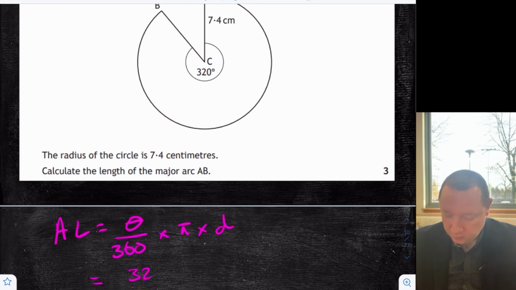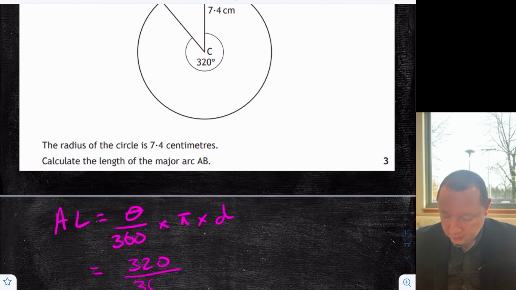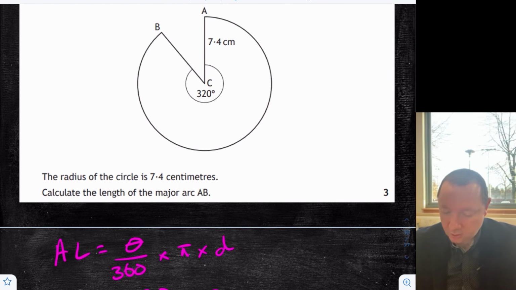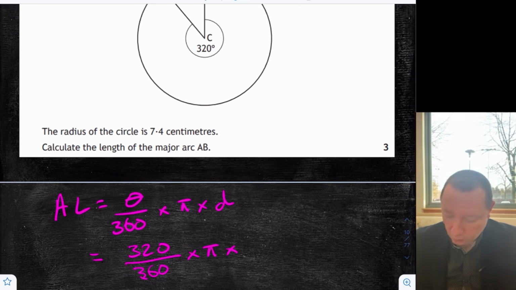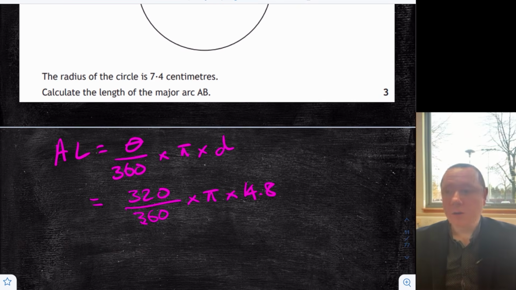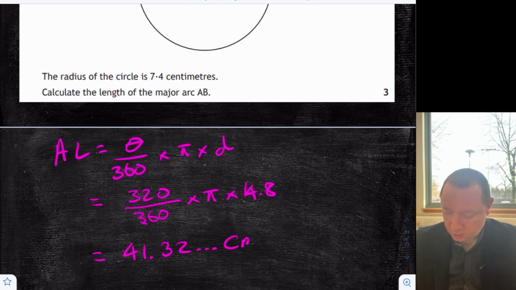Your angle is 320. We've got that over 360. And we're timesing by pi. And our diameter, well, it's told us 7.4. So we need to double that, so that is 14.8. Get a mark for writing down our formula. We get a mark for getting our angle, 320 over 360, our fraction, 320 over 360. And then a mark for our final answer, which worked out at 41.32 centimetres.